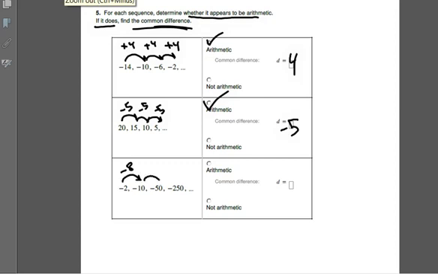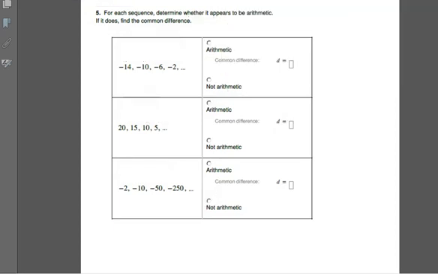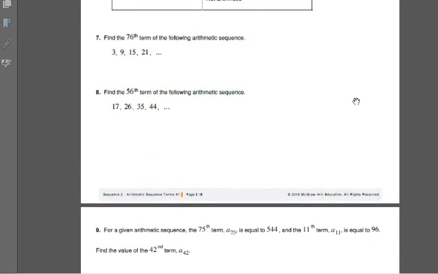And our third situation, negative 2 to negative 10, is a difference of negative 8. From negative 10 to negative 50, that's negative 40. And at this point, I can say, hey, those are not common. This is not arithmetic. I'm done. Let's move on to the next problem.